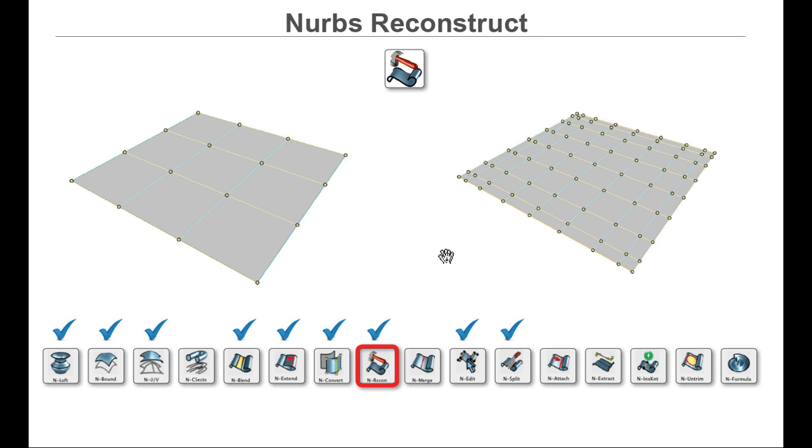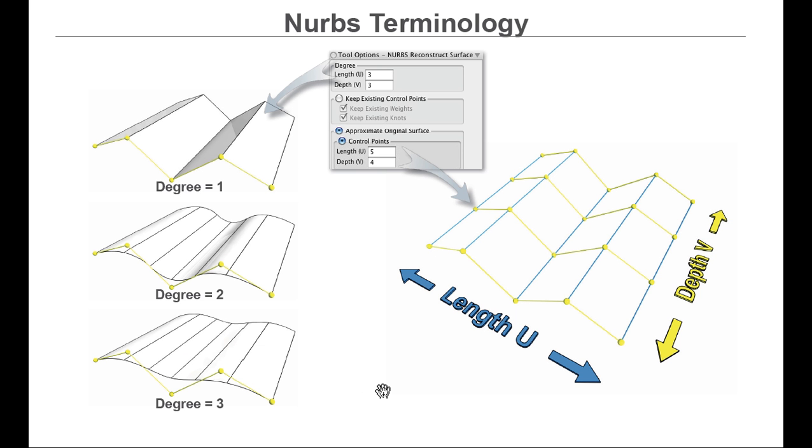Now, it might be helpful to talk a little bit about some Nurbs terminology. When we're using the Nurbs Reconstruct tool, you see a couple of parameters such as the degree and the number of controls. The first parameter up at the top is the degree of the surface, which will determine how smooth the surface interpolates through the control points. As you can see, if you set a Nurbs surface to a degree of 1, it fits straight through the control points, so there really is no smoothing.